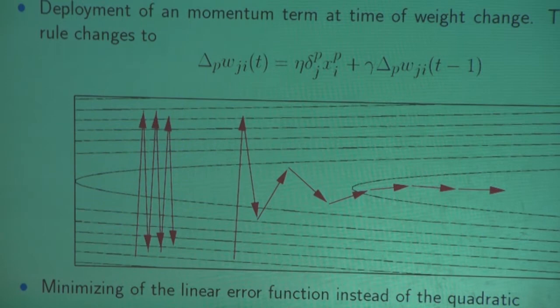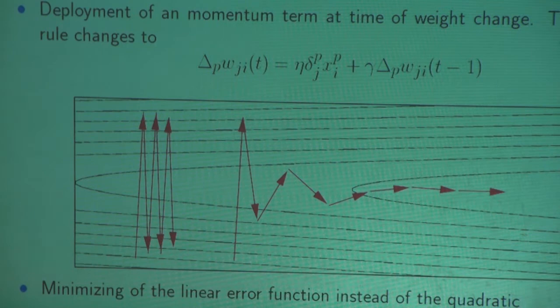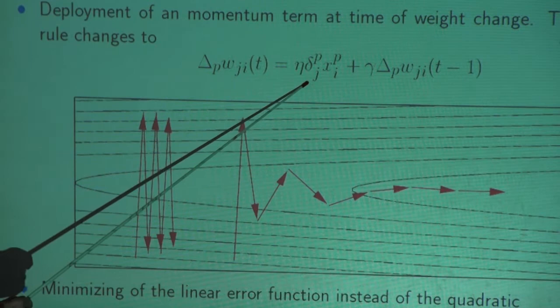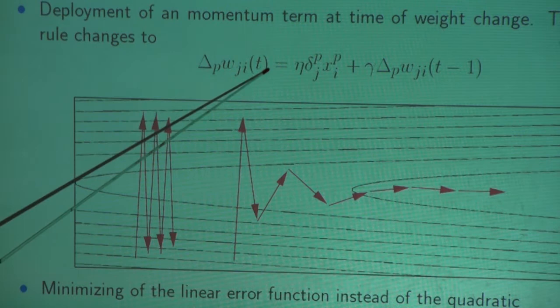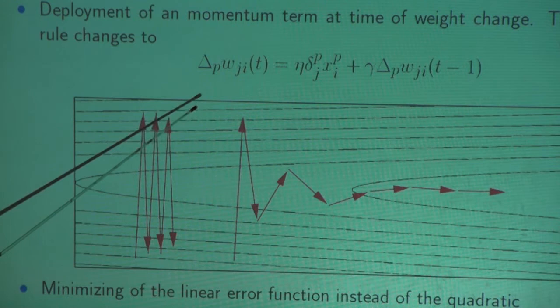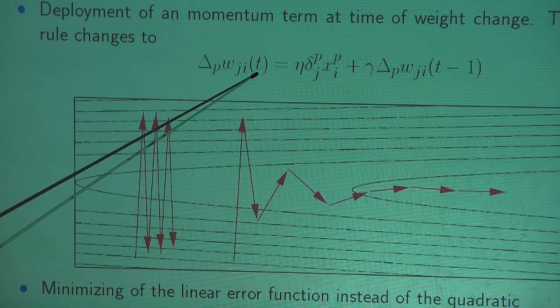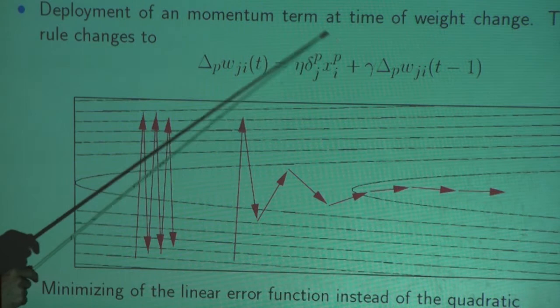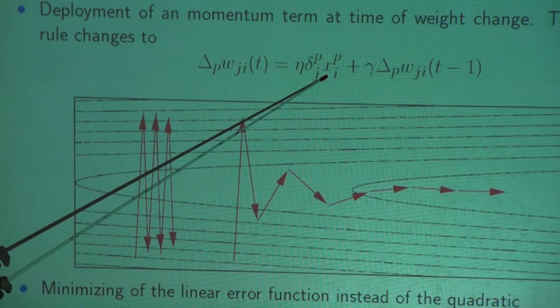And now what we do is we add such a momentum term, so we take the direction of the last step with a small weight. And that's what we have here in this formula. This is the formula for the weight change of this weight w_ji. Delta w_ji at time t is, I mean, this is the normal backpropagation formula. It's eta times this delta term times x_i.